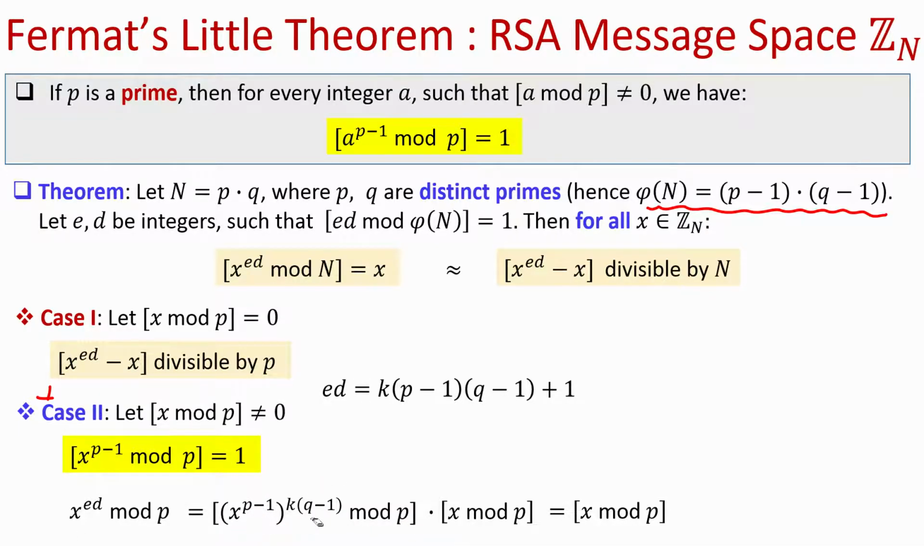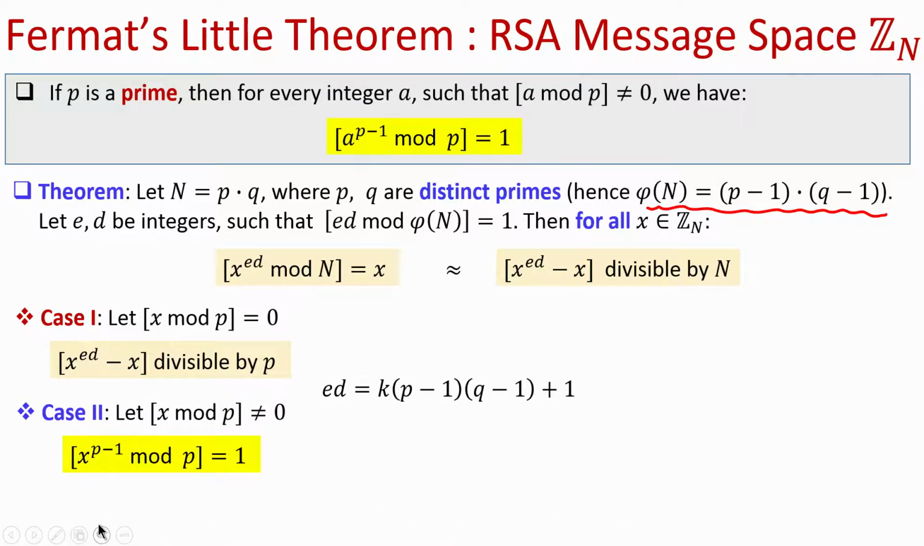So, with respect to x modulo p, in subcase 1, if x is already divisible by p, then x to the power ed minus x is completely divisible by p, and in the second subcase I am establishing that even if x modulo p is not 0, x to the power ed modulo p is the same as x modulo p. That means both x to the power ed as well as x give the same remainder on division by p, and as a result their difference, namely x to the power ed minus x, is completely divisible by p, right. So, it does not matter whether x is divisible by p or not.